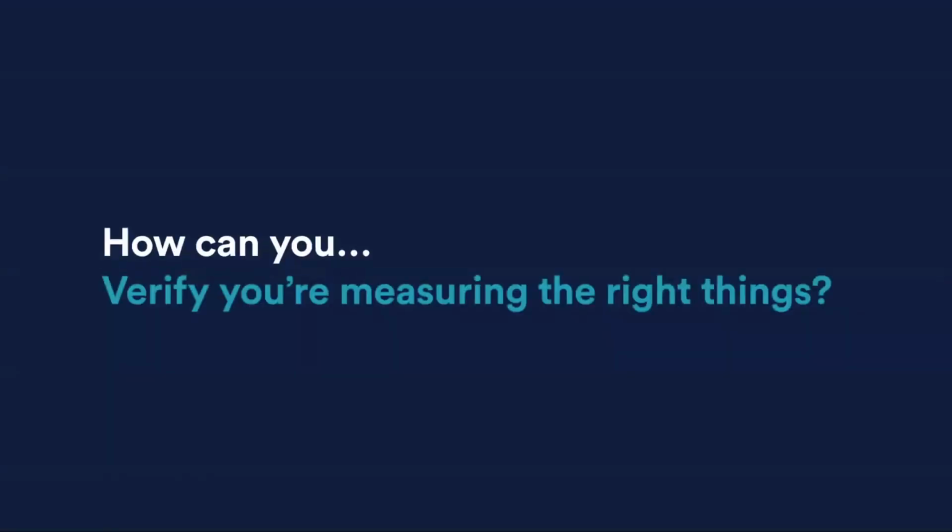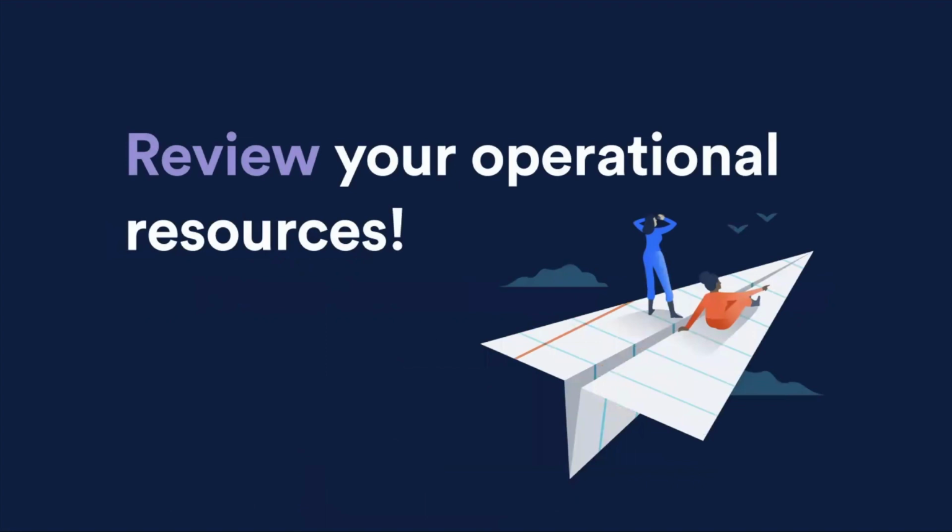So how can you verify that you're measuring the right things? You have to review those things, and not just once, but frequently. It turns out operational health is not a one-time thing, and it's something that you constantly need to come back and iterate on.